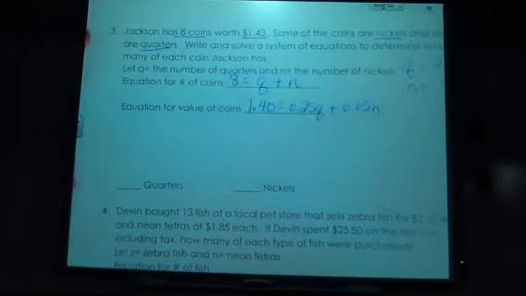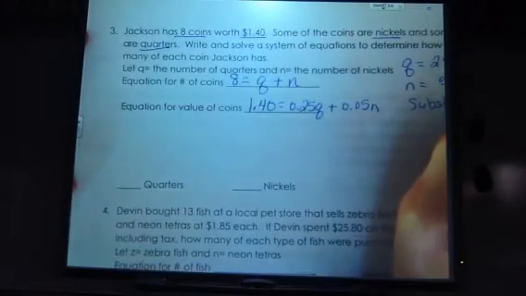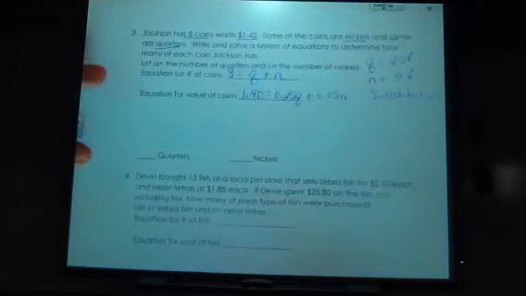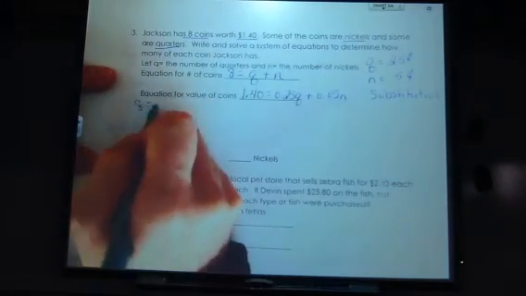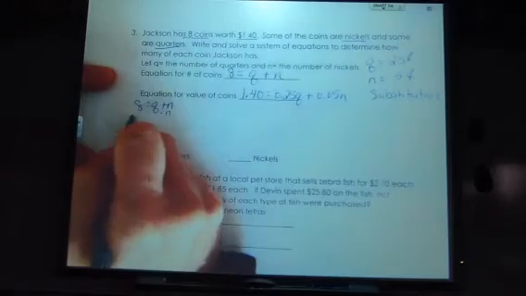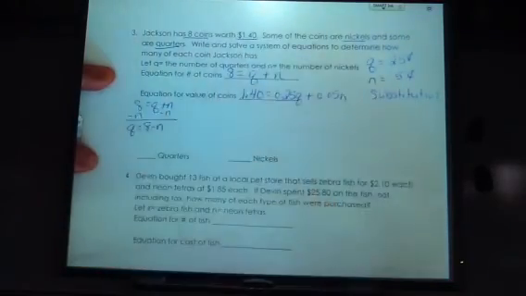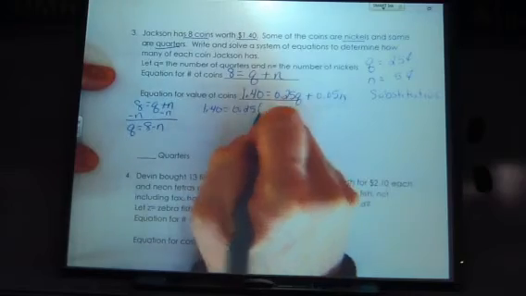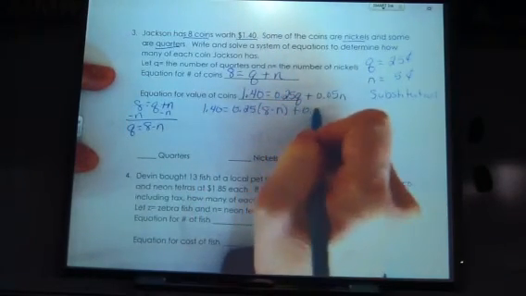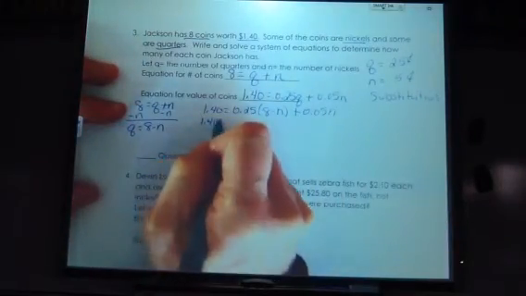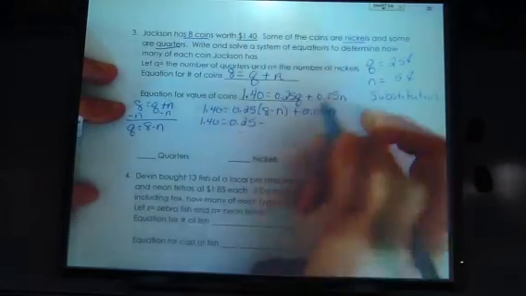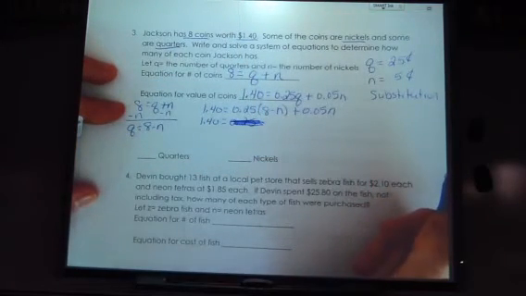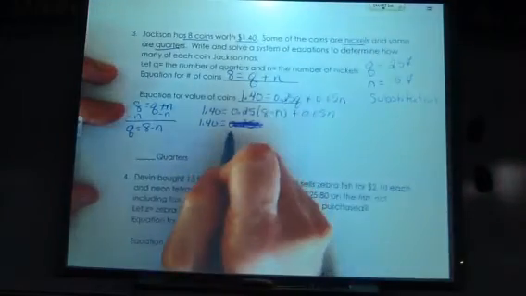All right, on this one, let's think substitution. And here's why. We can solve for Q by subtracting n. So Q equals 8 minus n. And then in our second equation, what we can do is we can substitute for Q and solve for n. Whoops. 25 cents times 8 is $2. Messed up there.